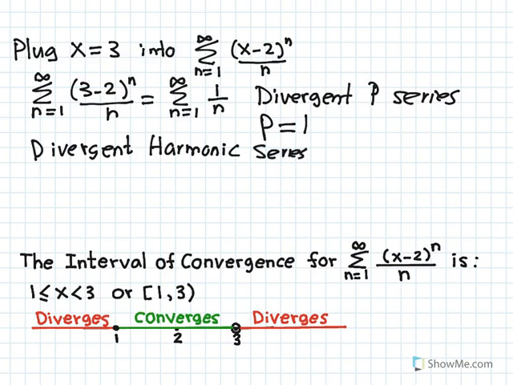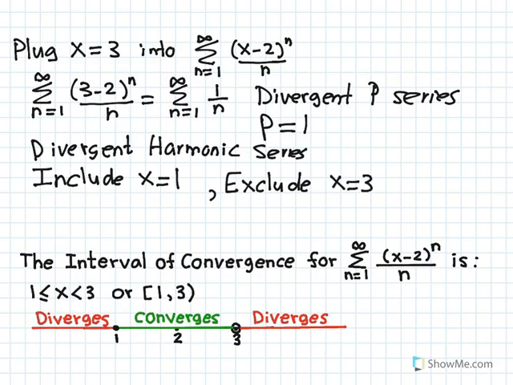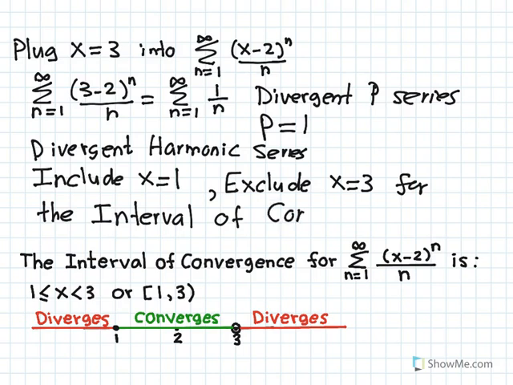So now that we have checked the endpoints, we know that we should include x equals 1, because at x equals 1 we had a convergent alternating series, but we should exclude x equals 3, because at x equals 3 we had the divergent harmonic series, for the interval of convergence. So here we've drawn a diagram for the interval of convergence of this power series.